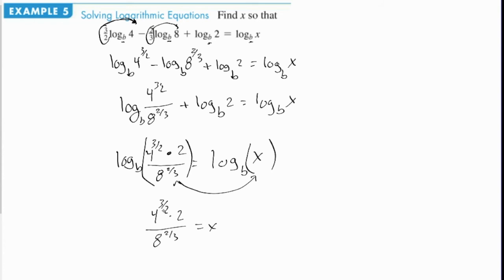4 to the 3 halves is going to be 8. 8 times 2 will be 16. 8 to the 2 thirds will be 4. 16 over 4 gives us 4. So x is equal to 4.